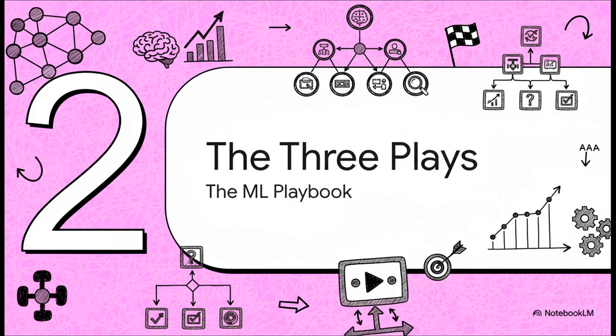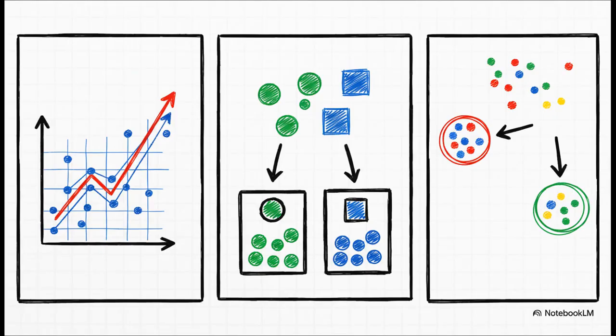Now, here's the cool part. Even though machine learning sounds incredibly complicated, almost everything it does, everything, boils down to just three fundamental techniques. You can think of them as the three core plays in the entire ML playbook. And here they are, our big three. First, you've got regression, which is all about predicting numbers. Then there's classification, which is for sorting things into different buckets. And finally, you have clustering, which is all about finding hidden groups in your data that you didn't even know were there. Let's break each one down.